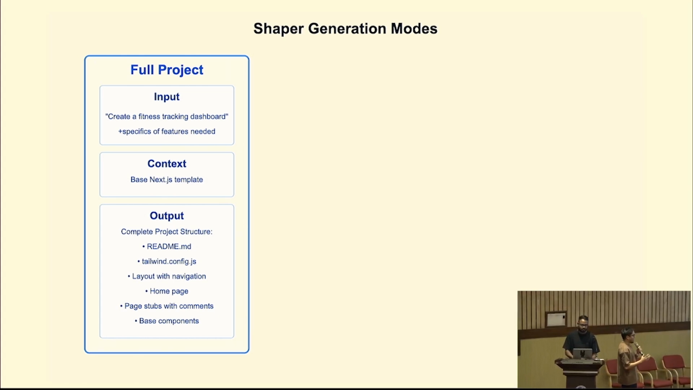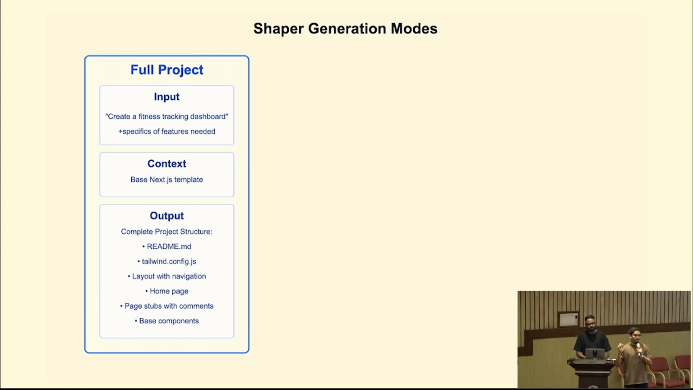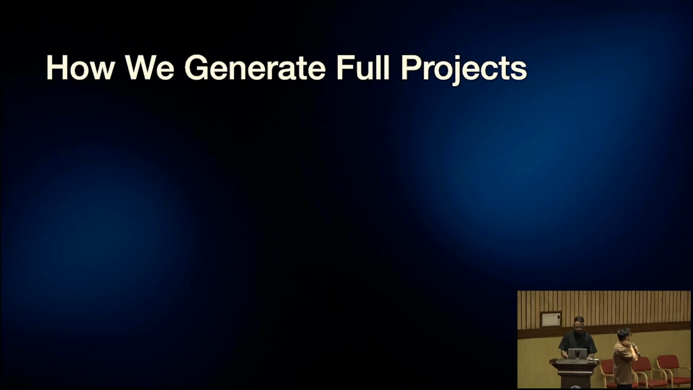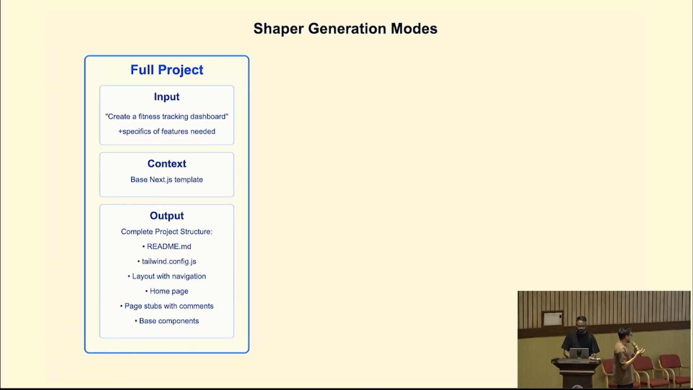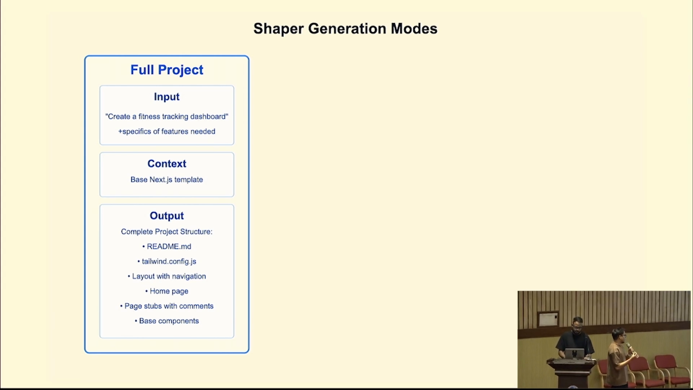We have a base context where we have a base template as well that is fed into the prompt. It's a Next.js template that we use. On top of that, we share the whole file structure of the base template in the prompt and ask the AI to generate specific layout components or the sitemap and the components that can be reused across different routes. And then it comes back with different things. Like, can you go back? Yeah, so it comes back with the README file, Tailwind config, the layout with navigation. It comes with page stubs with comments and base components.